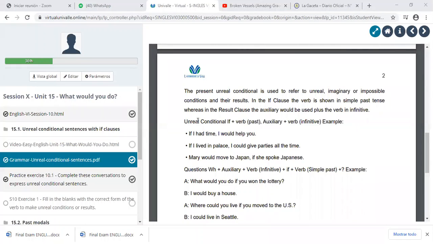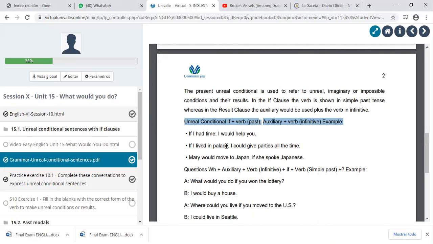In the if clause, the verb is shown in simple past tense, whereas in the result clause, the auxiliary would is used plus the verb in infinitive. I'm going to highlight this is the grammatical structure to make sentences using the unreal condition, okay? And here we have the unreal conditional: if plus a verb in past plus auxiliary plus verb in infinitive. Examples, okay? If I have time, I will help you.